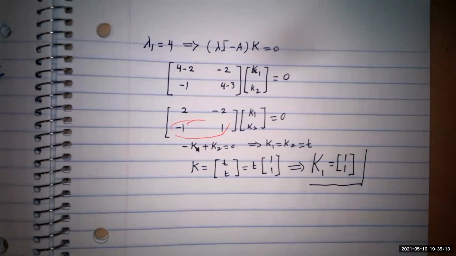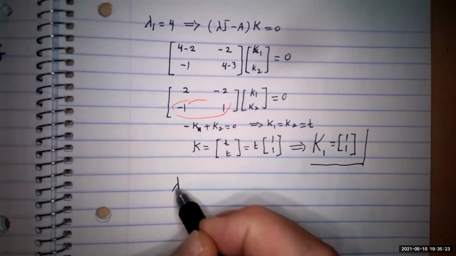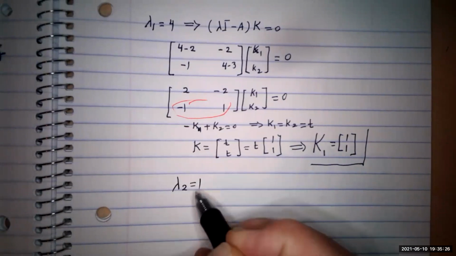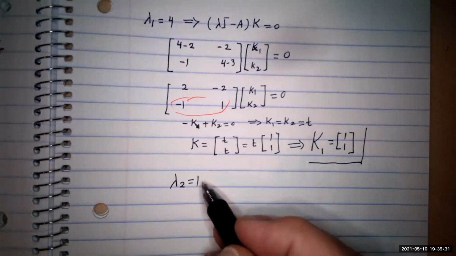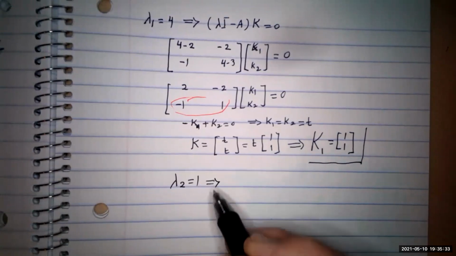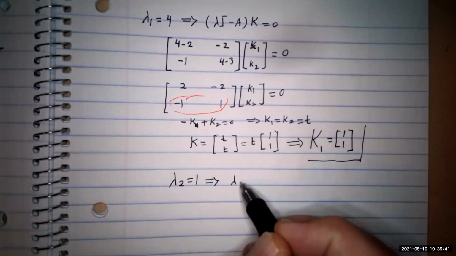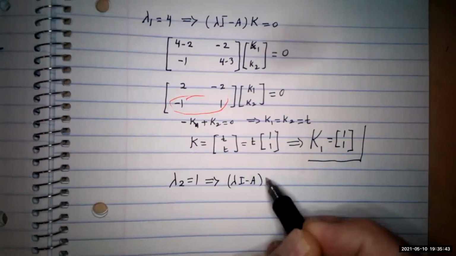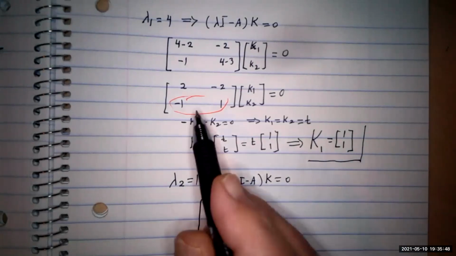So we have to repeat it again for the other eigenvalue. The second eigenvalue is lambda 2 equal to 1. So get the second vector. So lambda 2 is equal to 1. So form that lambda I minus A again, equal to the 0. So go back, substitute.